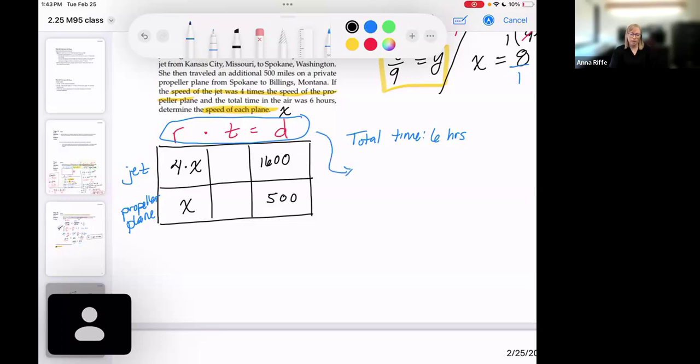We can note that if rate times time is equal to distance, then if I divide both sides of this equation by the rate, I get that time is equal to the distance over the rate. Well, I have a rate for the jet and I have a distance for the jet. So that means we could represent time by the distance over the rate.